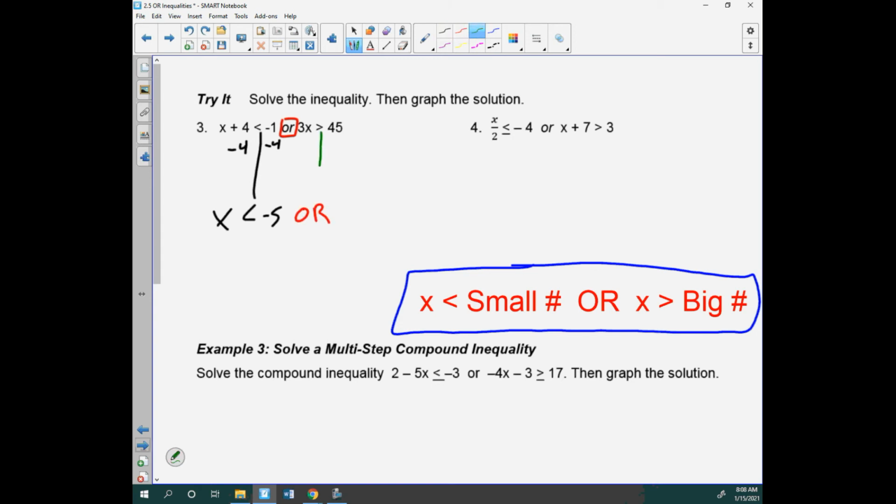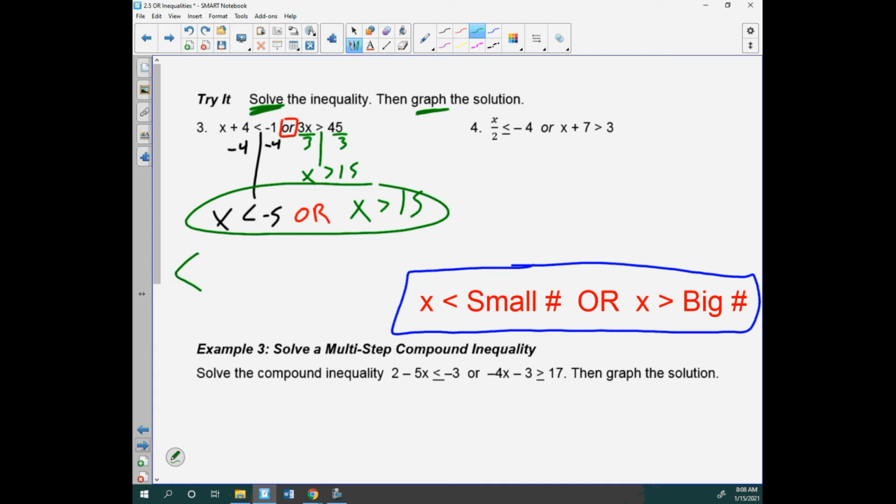This one I'm going to solve. I'm going to divide by 3, and I get x is bigger than 15. That is solving the inequality. We have x all by itself, and we're good. Now we have to graph the inequality, so no big deal. Let's just toss that on a number line.